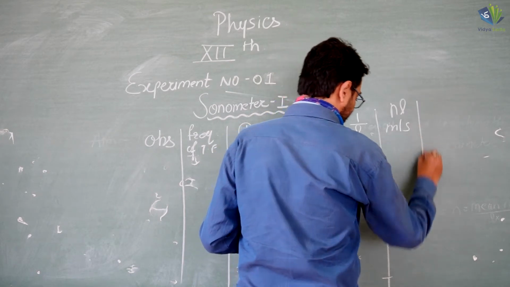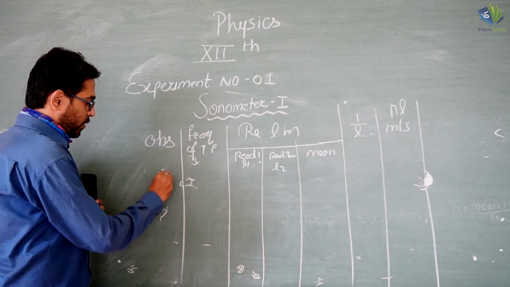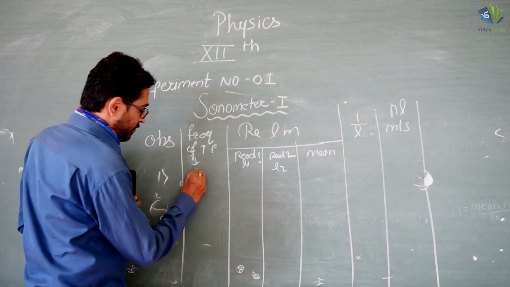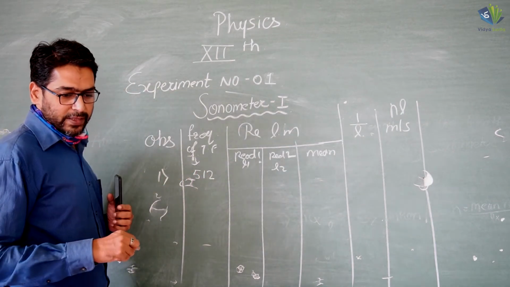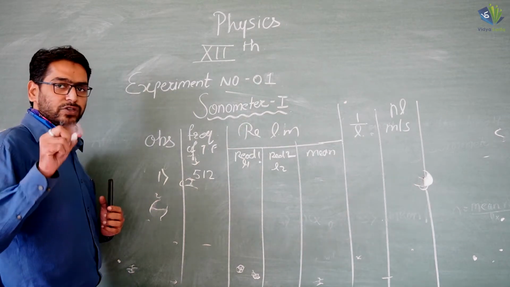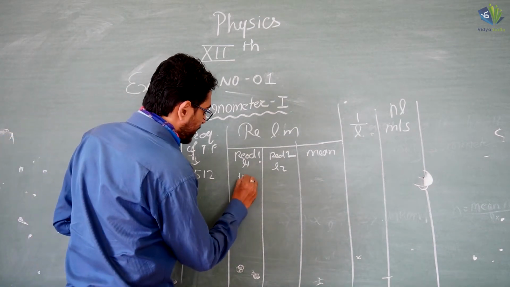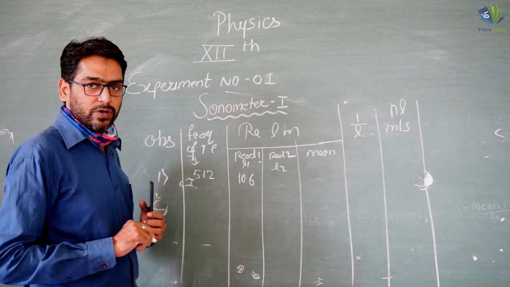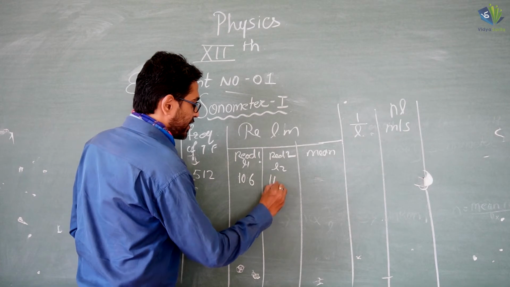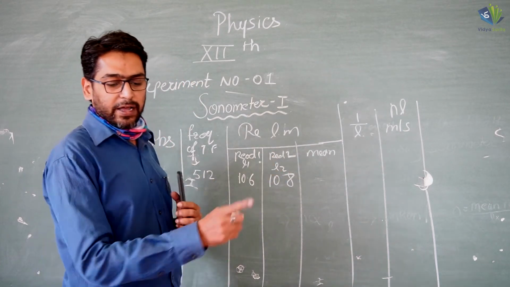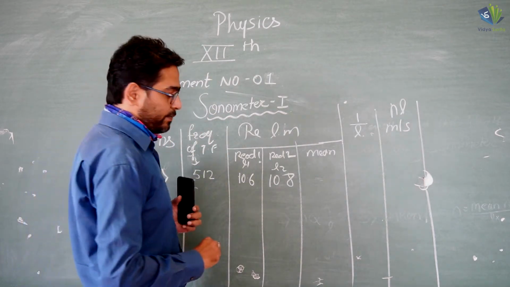in meters per second. So when I take the first reading, observation number 1, I have taken 512. This is the frequency of the tuning fork. Then the reading of L1, the first observation I observed on the sonometer, was 10.6. The next reading I took when the rider had fluttered or fallen was 10.8. And if I add both values and divide by 2, I get the mean 10.7.